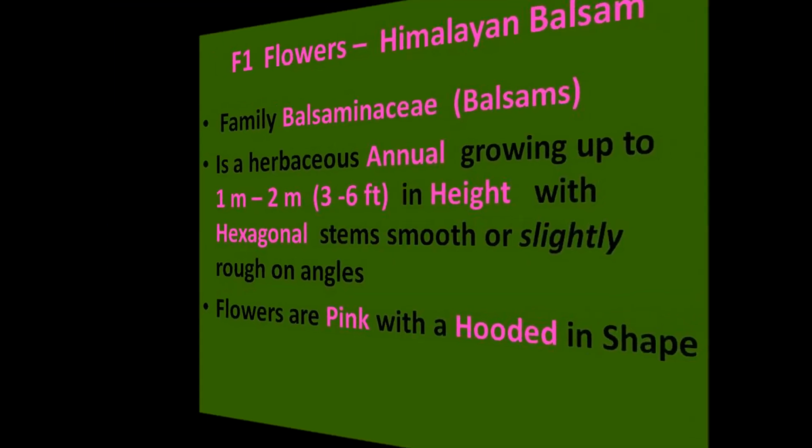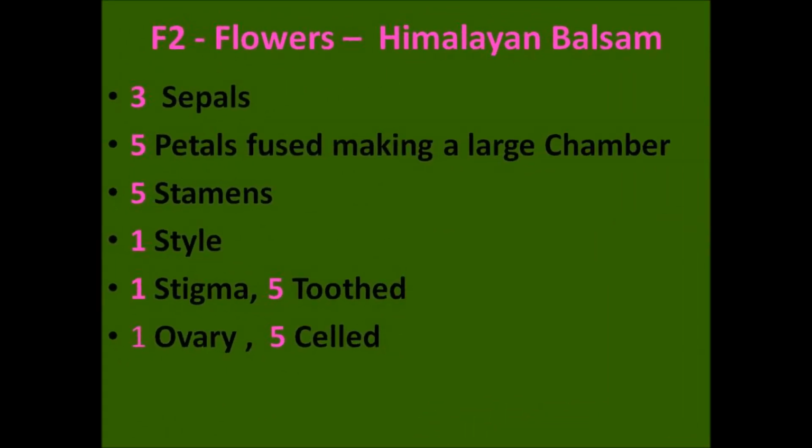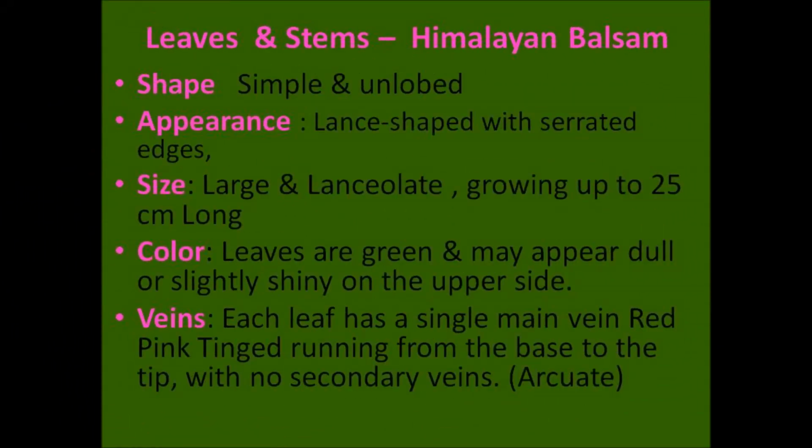Himalayan balsam has 3 sepals. It has 5 fused petals, making a large chamber suitable for the bee pollinators. It has 5 stamens located on the top petal, and it has 1 style. It has 1 stigma, which is 5-toothed, and 1 ovary, which is 5-celled. The principal form of the leaves are lanceolate, coming to a sharp point with toothed edges. The leaf venation is arcuate, and it has 1 pink-tinged midrib.